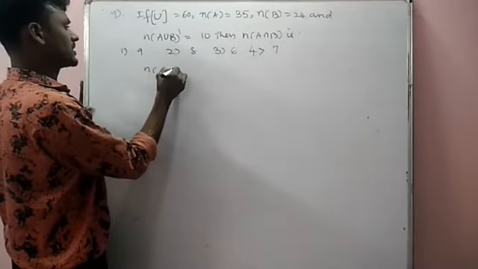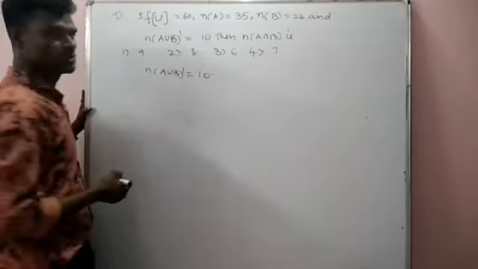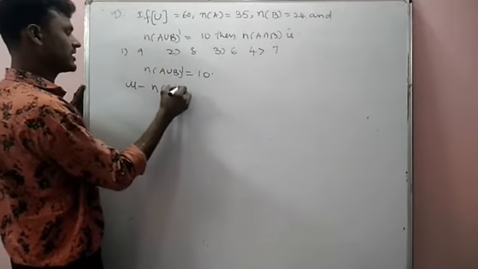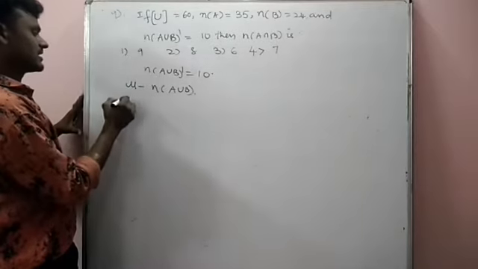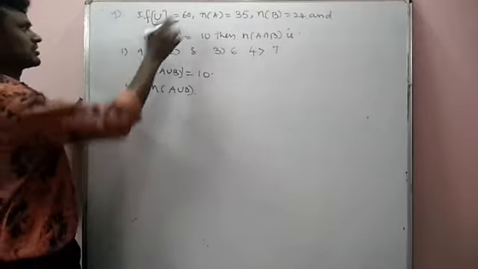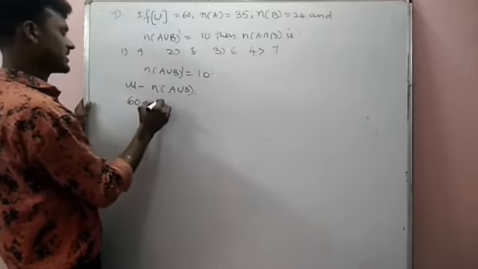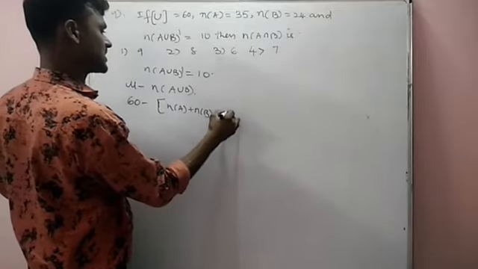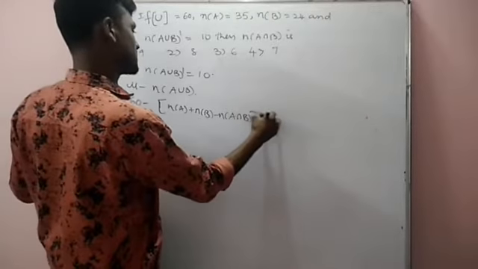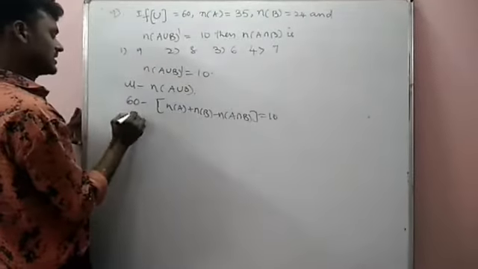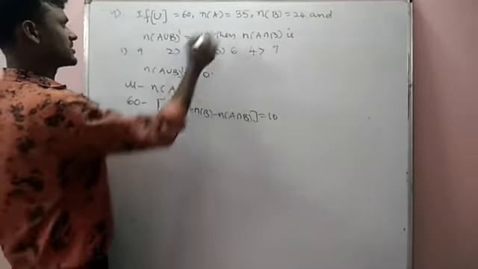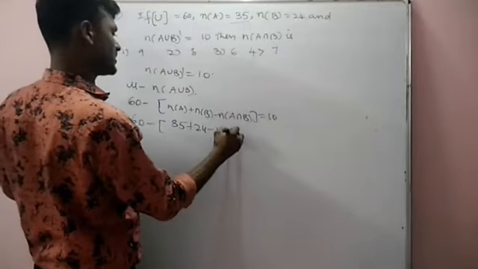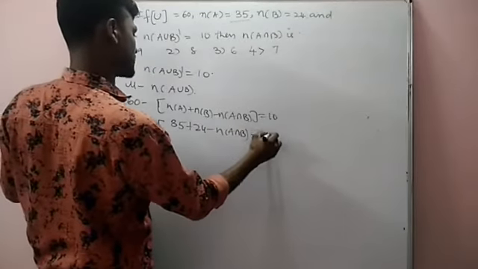Now n of (A union B) whole dash we have to take is equal to 10. Then this is rewritten as mu minus n of A union B. Then mu is equal to 60, and this is written as n of A plus n of B minus n of A intersection B is equal to 10. Then 60, n of A is 35, n of B is 24, minus n of A intersection B is equal to 10.